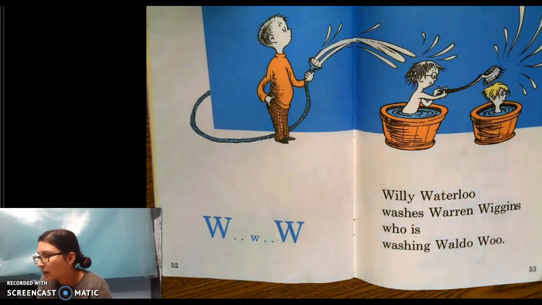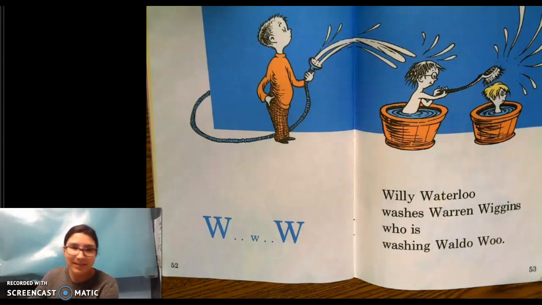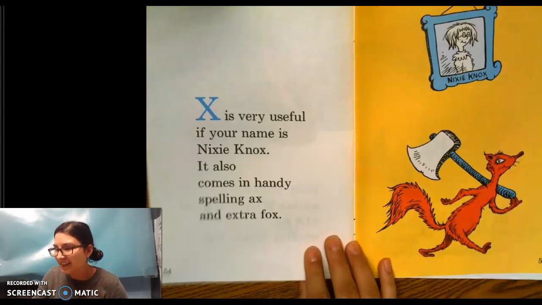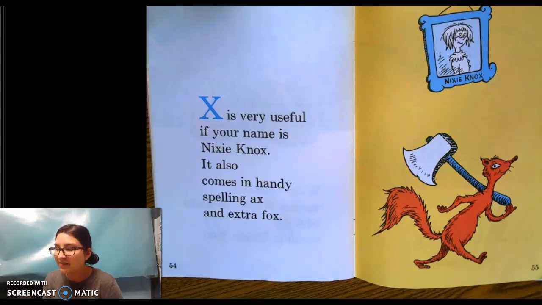WWW. Willie Waterloo washes Warren Wiggins, who is washing Waldo Woo. See? Gets all jumbled up because it's a lot to say. X is very useful if your name is Nixie Knox. It also comes in handy spelling axe and extra fox.